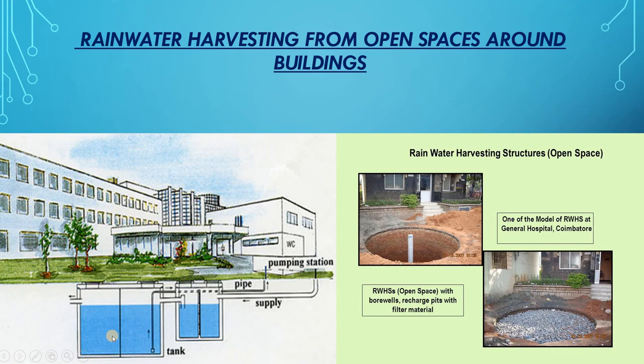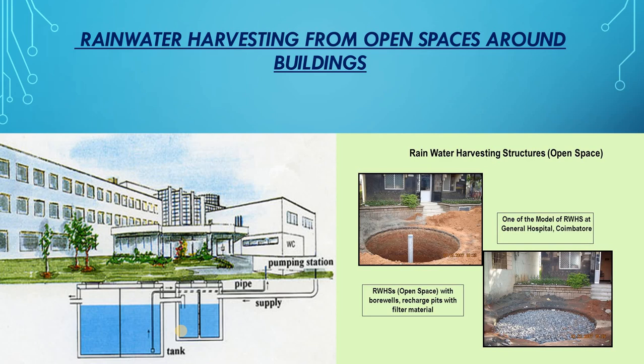Now rainwater falling in the open spaces around the buildings goes directly into the percolation pit through the holes in the concrete slab cover. Now after it gets filtered in the percolation pit, in some cases it is not filtered, then what happens? The rainwater enters the recharge well through the outlet pipe and gradually seeps into the soil.